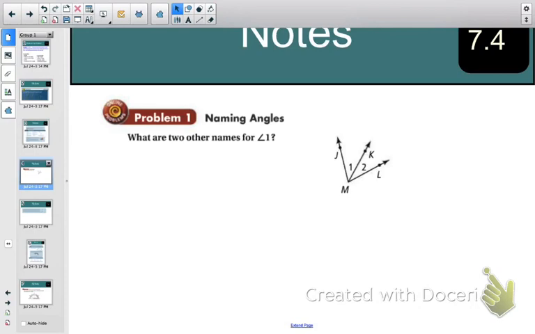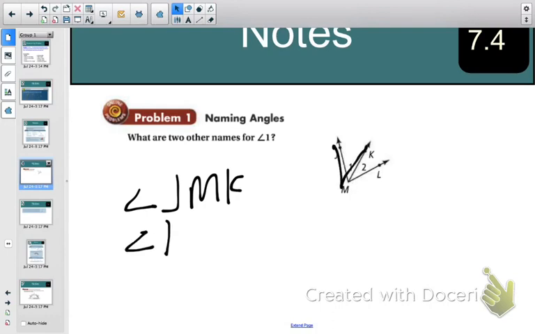We can call this angle JMK, because we start at J, go to M, go to K. Or we could say this is angle KMJ. Okay, these are both the same. But notice M is always in the middle. We cannot call this angle M because that's not specific enough. That doesn't tell us which angle we're looking at.